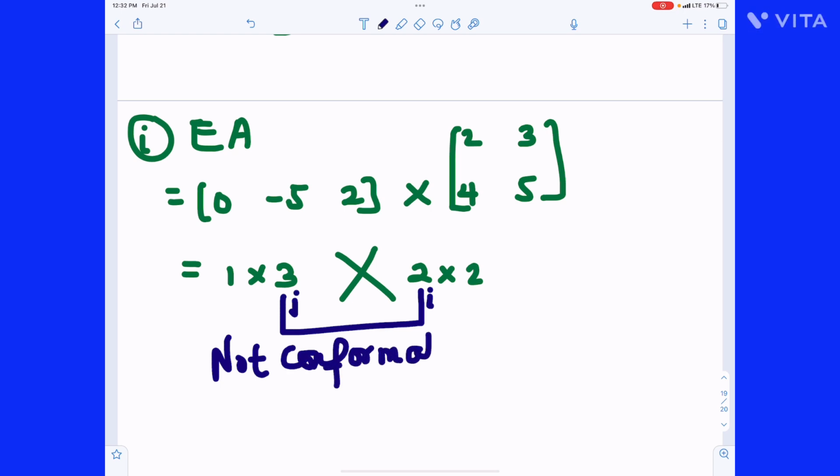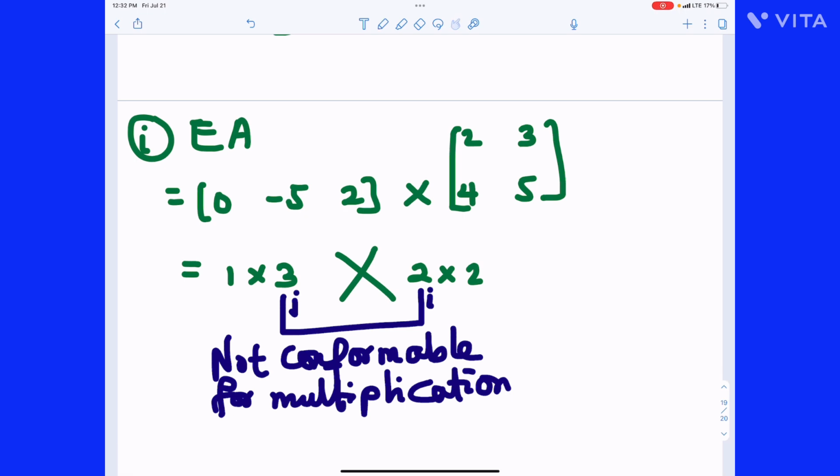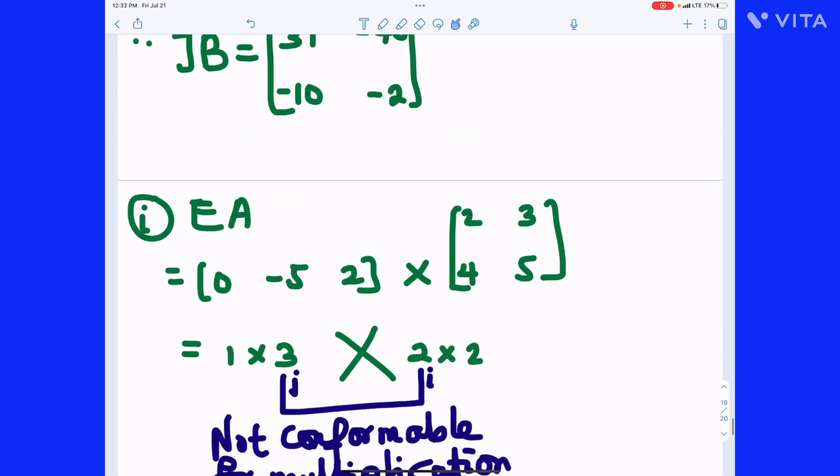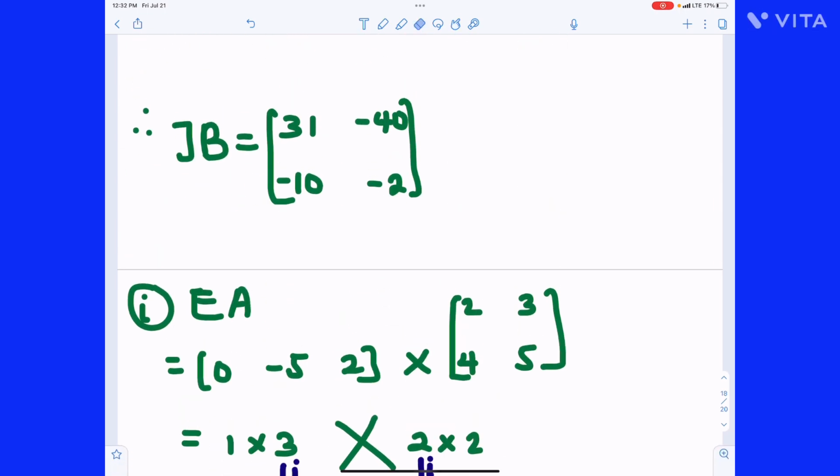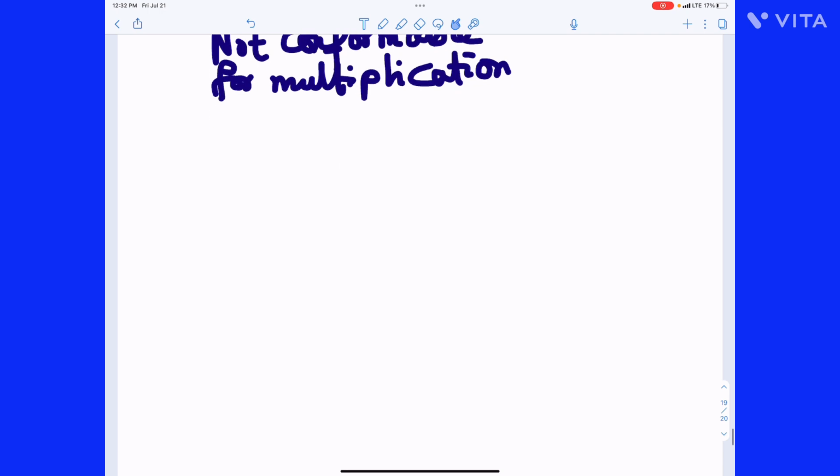Not conformable for what? For multiplication. The two matrices are not conformable for multiplication. So I think I didn't remember to change the question. It's question H. So let's go to question G.